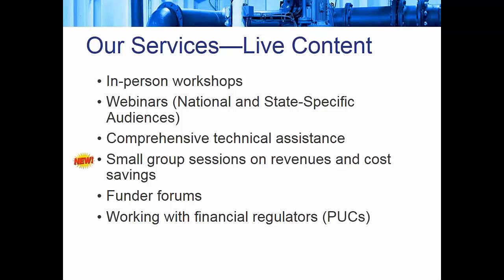So the big progress update really is that things are going really well. We have a suite of services of both live content that includes webinars, workshops, comprehensive technical assistance, small group sessions on revenues and cost savings, funder forums where we ask the infrastructure funding programs to come and present on their programs and answer questions from water systems. And then working with financial regulators, including utility commissions and public service commissions. Those are kind of the services we provide where we have a live audience either in front of us or over the internet.